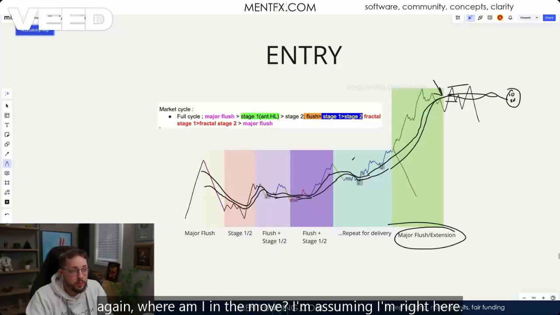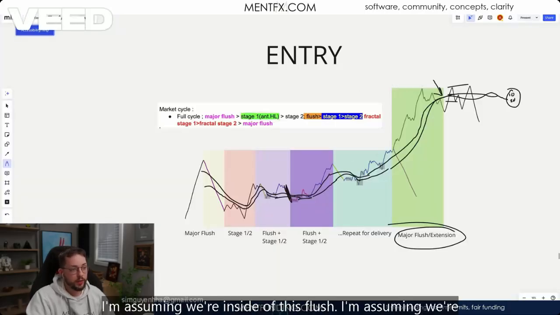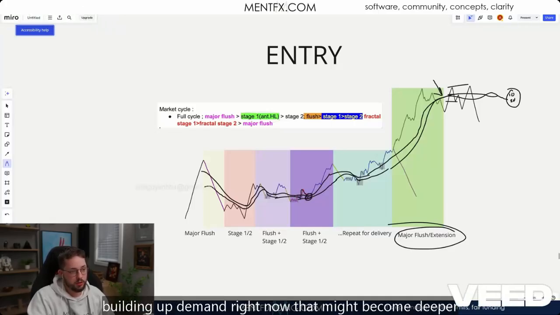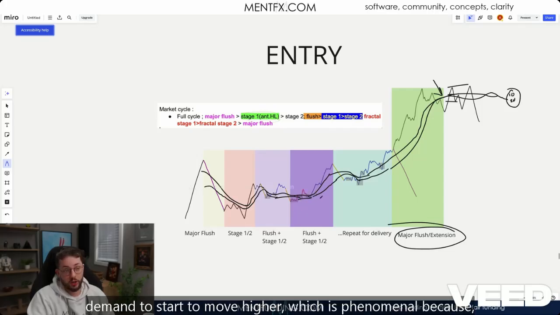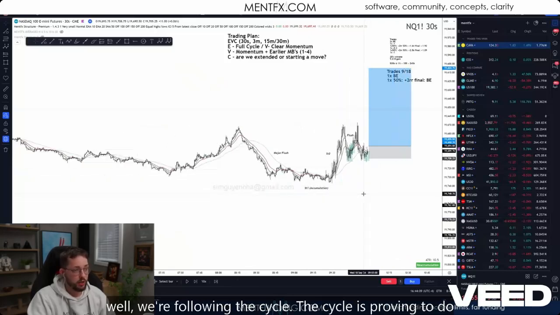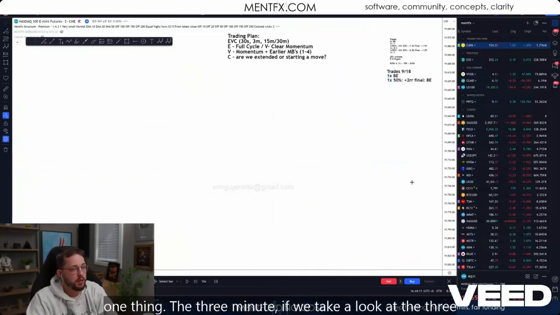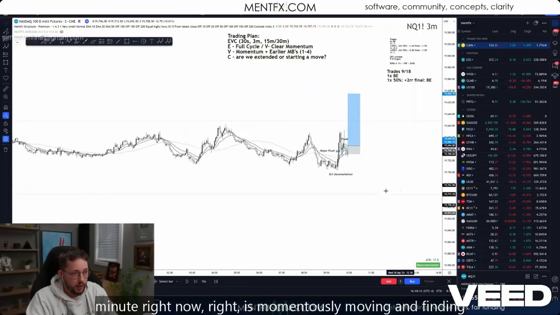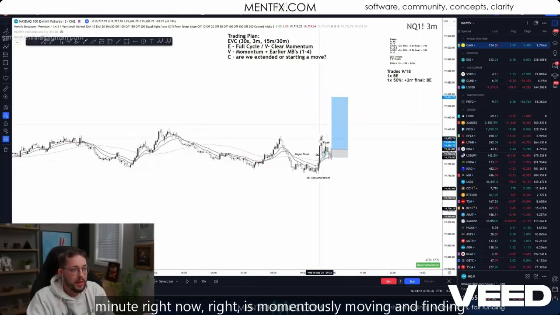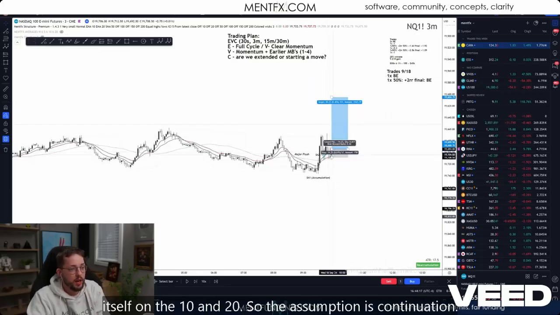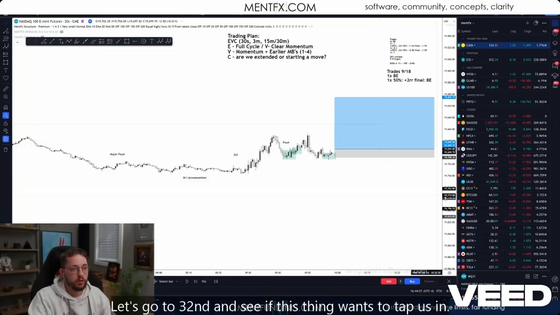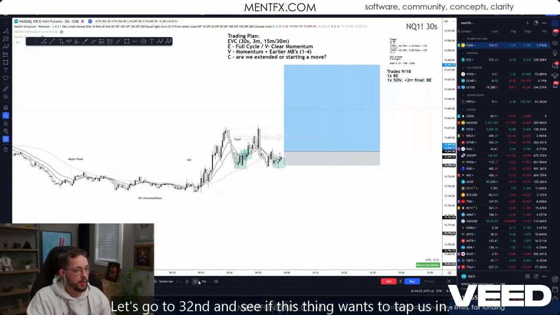So again, where am I in the move? I'm assuming I'm right here. I'm assuming we're inside of this flush. I'm assuming we're building up demand right now. That might become deeper demand. Actually, we might even be right here, creating that demand to start to move higher, which is phenomenal because we're following the cycle. The cycle is proving to do one thing. The 3 minute, if we take a look at the 3 minute right now, is momentously moving and finding itself on the 10 and 20. So the assumption is continuation. Let's go to 30-second and see if this thing wants to tap us in.